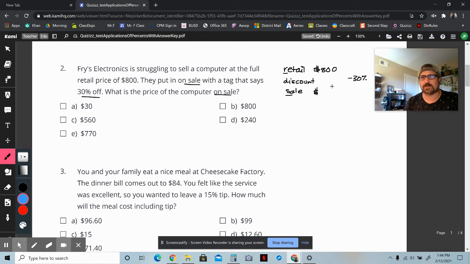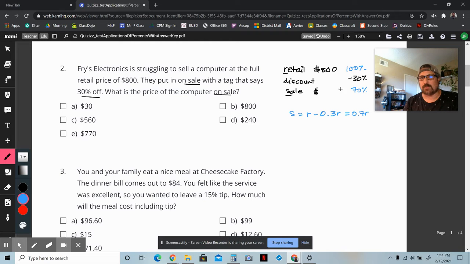Let's fill in our little gaps here. So the retail price is 100%. You're taking away 30% of that cost. So the sale price is going to be 70% of that cost. The equation for the sale price is going to be that the retail price minus 30% of the retail price is equal to 70% of the retail price. This is the equation. S is equal to 0.7R.